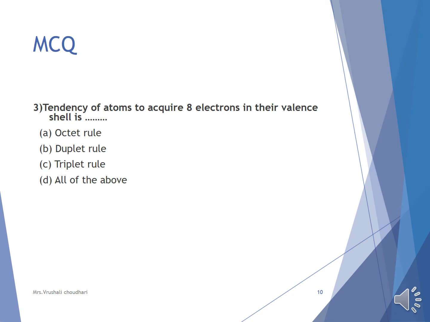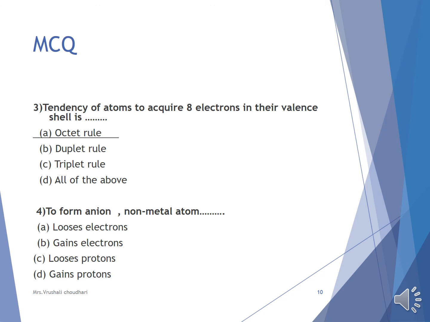The tendency of atoms to acquire 8 electrons in their valence shell is called the octet rule, octa meaning 8. To form an anion, non-metal atoms. Non-metals have a tendency to gain electrons. As the electrons are gained, they form a negatively charged ion, called an anion. Answer is option B, gain electron.